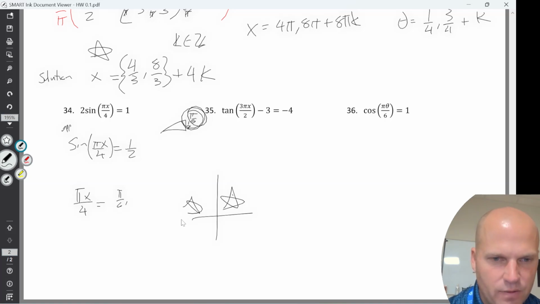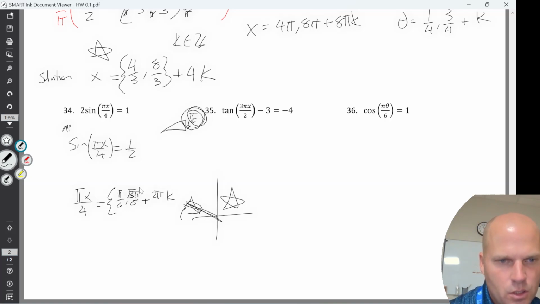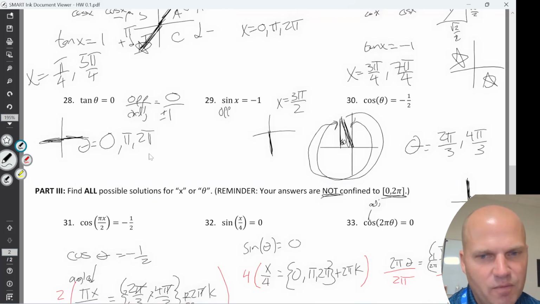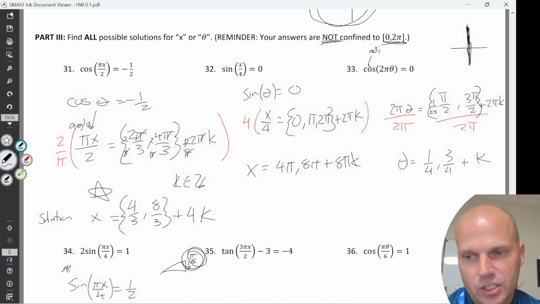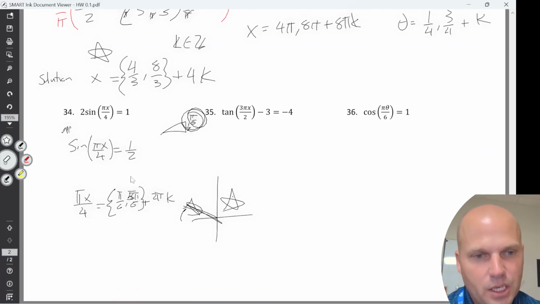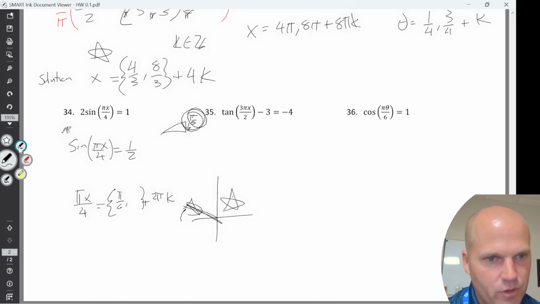Okay, this is 6 pi over 6 minus a pi over 6, or 5 pi over 6. And multiples of 2 pi added to those two numbers. There's a pi over 6 and a 5 pi over 6. I am sorry for being messy. Honestly, this is why I don't like doing keys, because nobody's going to be able to read my key.